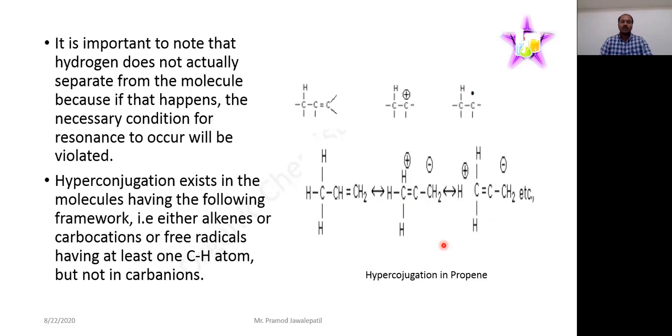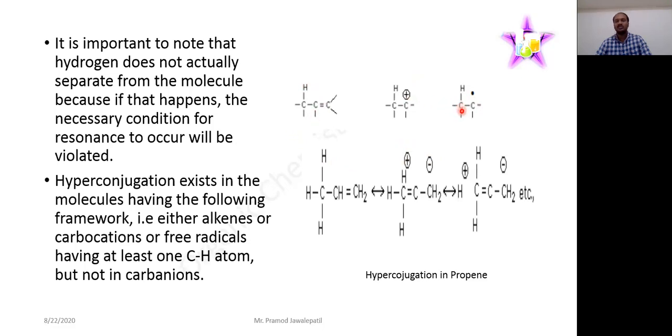Hyperconjugation exists in molecules having the following framework, that is either an alkene or a carbocation or a free radical having at least one alpha carbon-hydrogen bond, but not in a carbene. Friends, see in all these structures there is a carbon-hydrogen sigma bond adjacent to the pi bonded system. There is an empty p orbital and an adjacent carbon-hydrogen system. In this case, there is a p orbital, that is the radical case. In this radical case, the alpha carbon has a carbon-hydrogen bond. It is required for hyperconjugation.